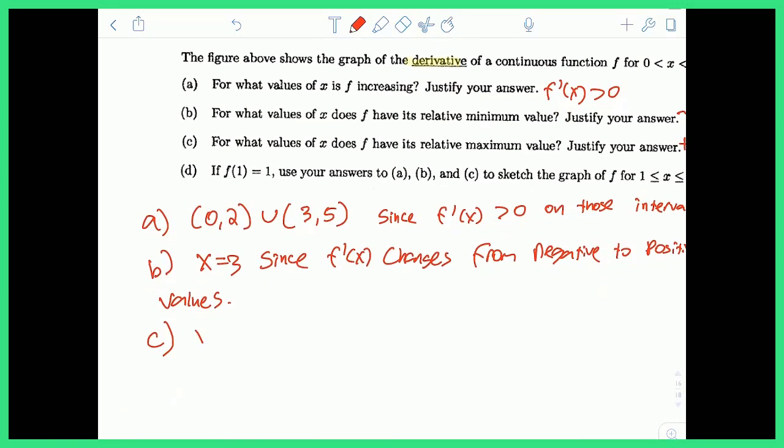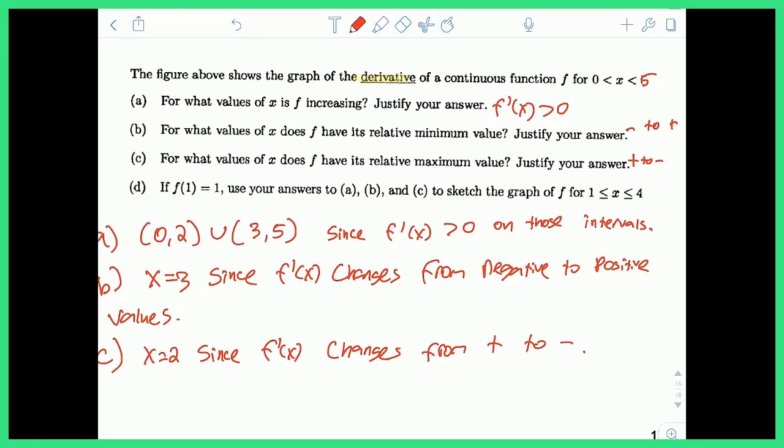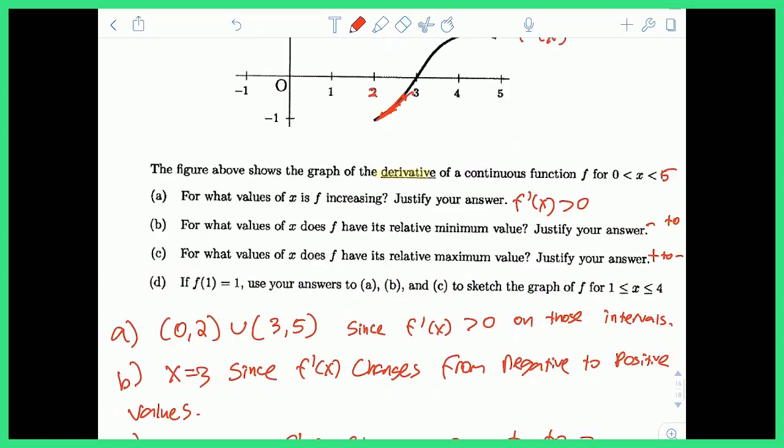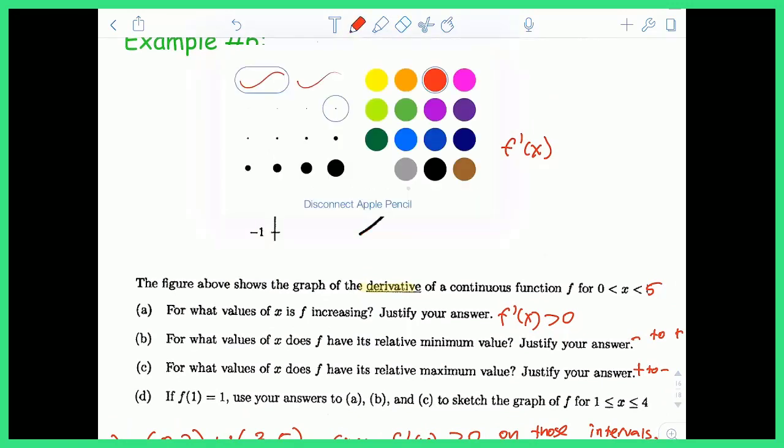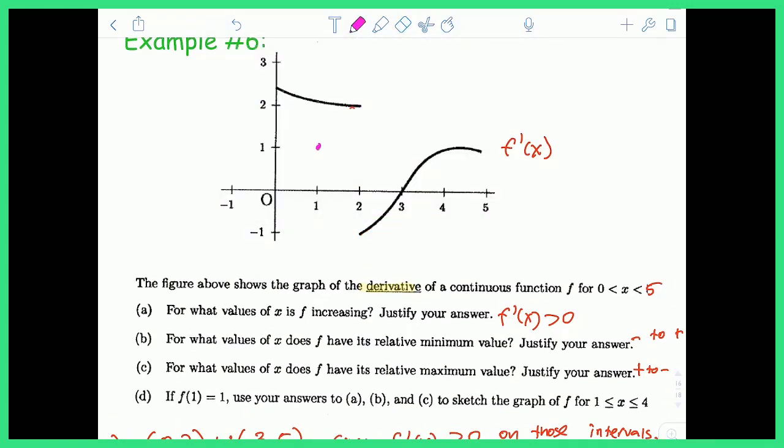Okay, so this is at x equals 2, since f prime of x changes from, and I'm just going to abbreviate, positive to negative. Okay? D. If f of 1 is 1, use A, B, and C to graph this thing from 1 to 4. Okay, so if f of 1 is 1, I'm just going to erase this. I'm going to get a new color. If f of 1 is 1, and what did I say in part A?